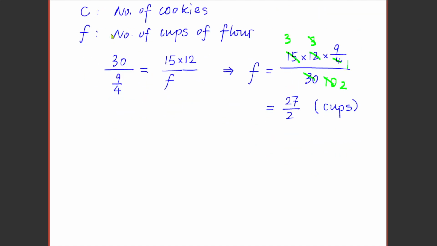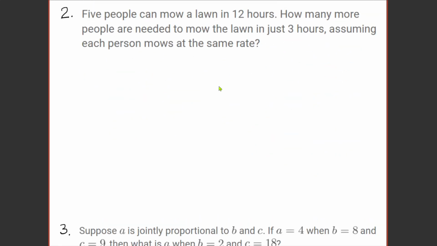Okay, then let's see the next one. Question number 2. 5 people can mow a lawn in 12 hours. How many more people are needed to mow the lawn in just 3 hours, assuming each person mows at the same rate? Okay, we know the number of people mowing and the time required to mow are inversely proportional, right?